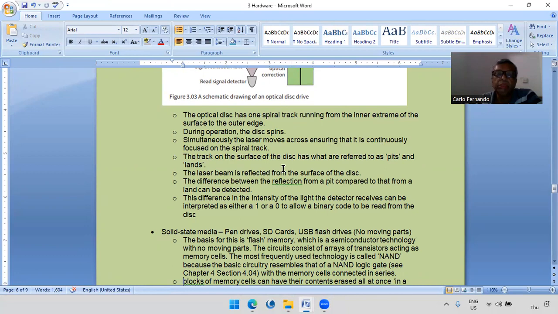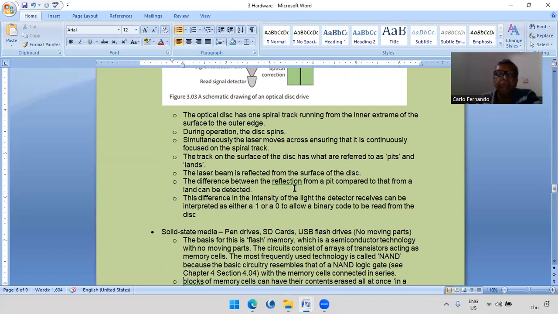The track on the surface of the disk has what are referred to as pits and lands. So here also it is a binary thing, two marks. If pit is 1, then land is 0. The computer needs only 0 and 1. If that can be provided, okay, fine.